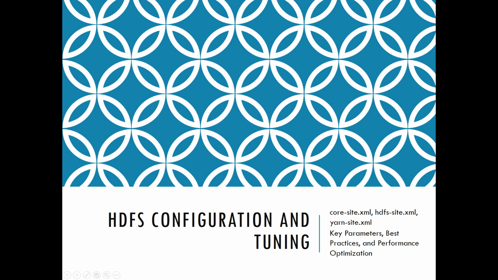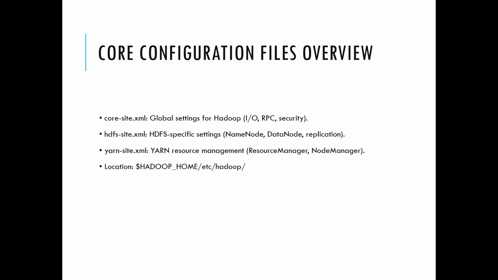Let's begin by understanding the foundational configuration files and their purpose. Hadoop configuration is primarily managed through three critical XML files. First, core-site.xml defines global settings, including input/output behavior, remote procedure calls, and security policies such as Kerberos. Second, hdfs-site.xml focuses on HDFS-specific configurations, including NameNode and DataNode settings, replication, and storage paths.